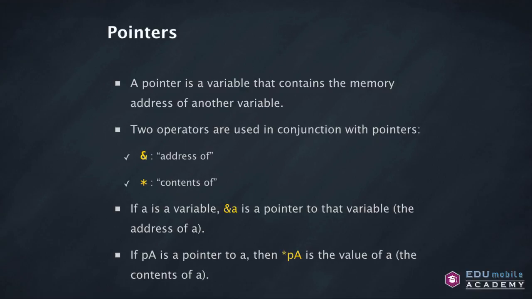So let's say A is a variable, any kind of variable. Address of A becomes a pointer to that variable. So a pointer is simply an address. It's an address in memory to a variable. So address of A is a pointer to that variable, the address of A. If PA is a pointer to A, then contents of PA is the value stored in A, the contents of A.